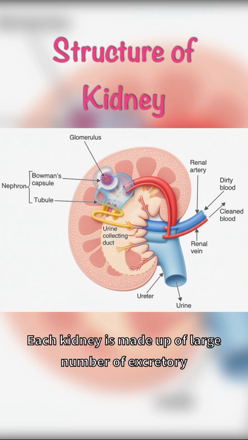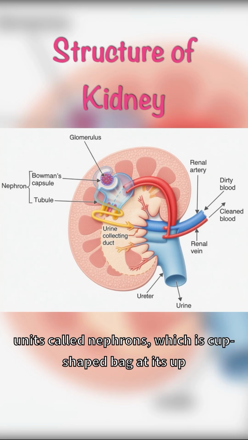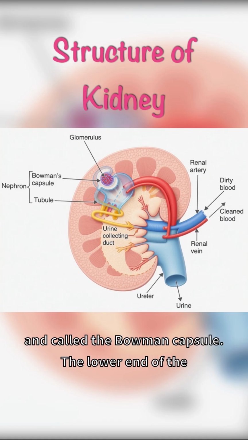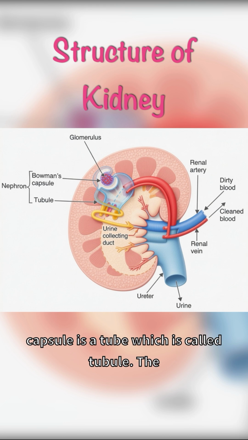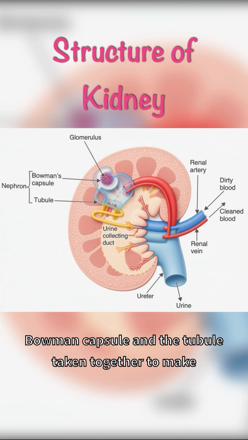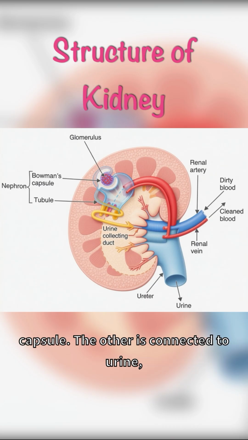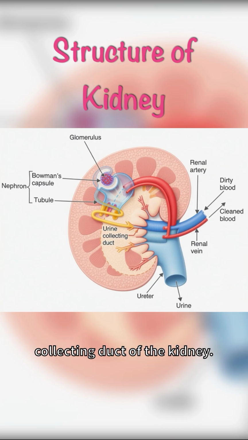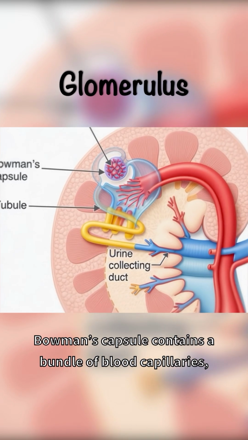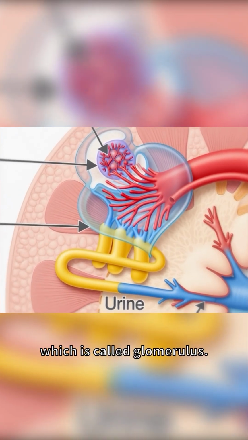Each kidney is made up of a large number of excretory units called nephrons, which have a cup-shaped bag at the upper end called the Bowman's capsule. The lower end of the Bowman's capsule is a tube called the tubule. The Bowman's capsule and the tubule taken together make a nephron. One end of the tubule is connected to the Bowman's capsule, the other is connected to the urine collecting duct of the kidney. The Bowman's capsule contains a cluster of blood capillaries called the glomerulus.